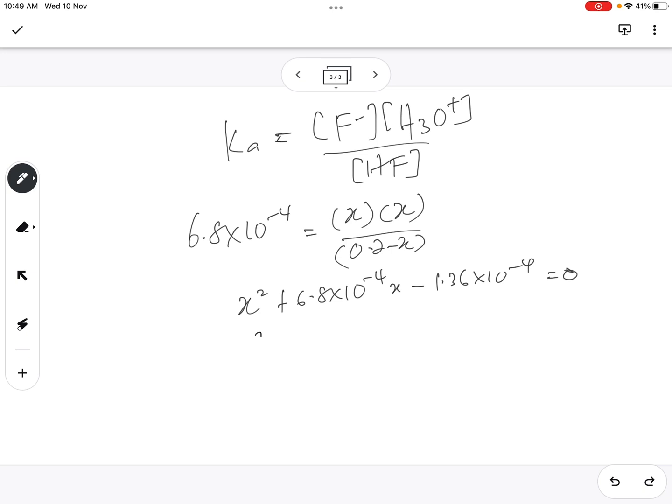So x1 and x2, right? a is 1, b is 6.8 times 10 to the power negative 4, c is 1.36 exponent negative 4. So x1 I get 0.01113 molar. x2 I get negative 0.012 molar. So this one we neglect because it's negative.